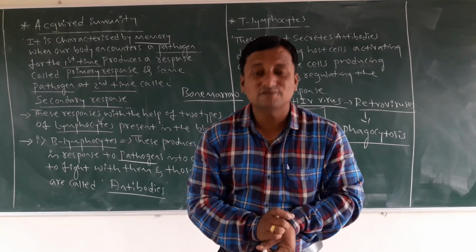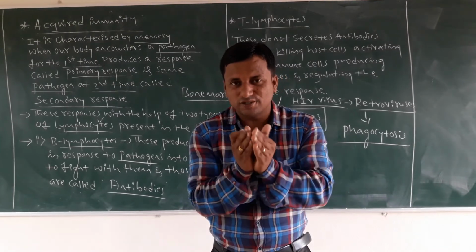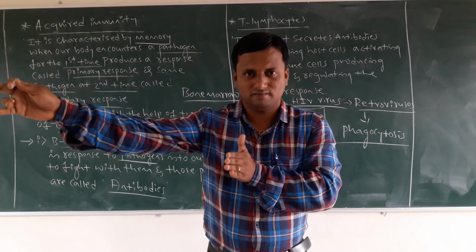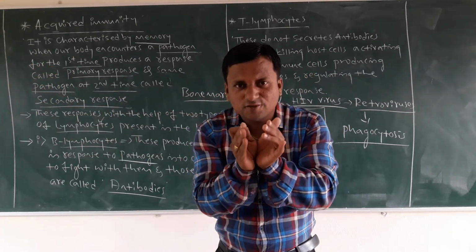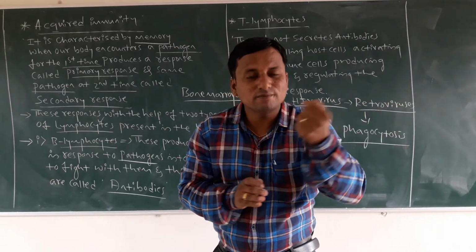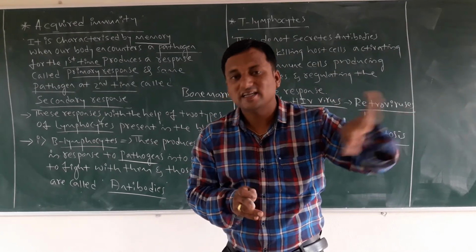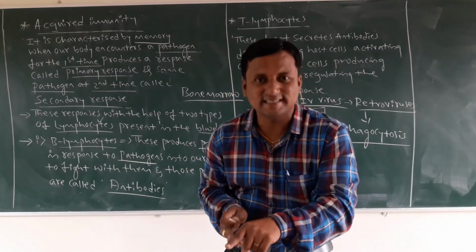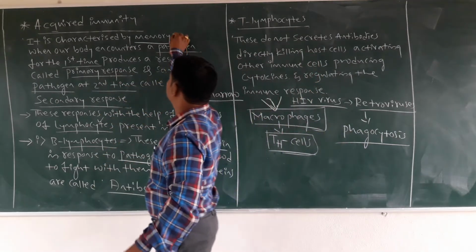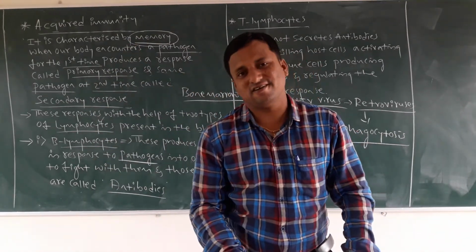B lymphocytes are formed in the bone marrow part of our body, and they produce a protein. That protein must fight the pathogen. The same protein is not produced for all types of pathogens. Whichever type of pathogen enters our body, against that, it produces a protein. That protein kills those pathogens, because these cells have already recognized them.